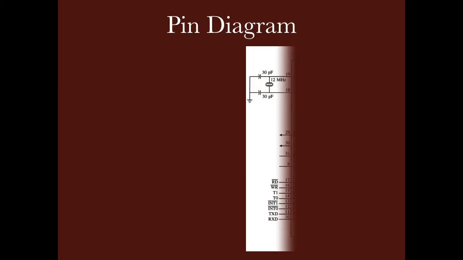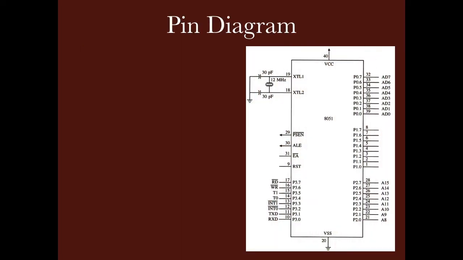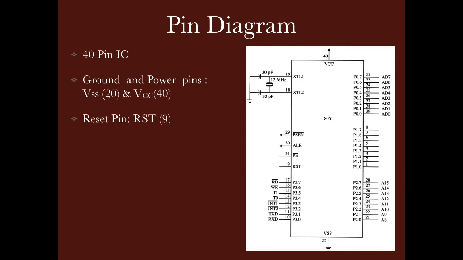Let's see the pin diagram of 8051. It's a 40 pin IC. Similar to all ICs, it has power and ground pins, pin number 40 and pin number 20. Then RST, that is the reset pin, which resets the microcontroller and takes it to its initial condition. Then 2 clock pins, XTAL1 and XTAL2, pin number 18 and 19, where the crystal is basically connected. It provides clock for the working of 8051.